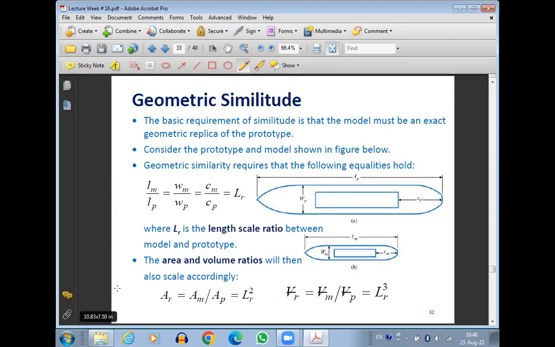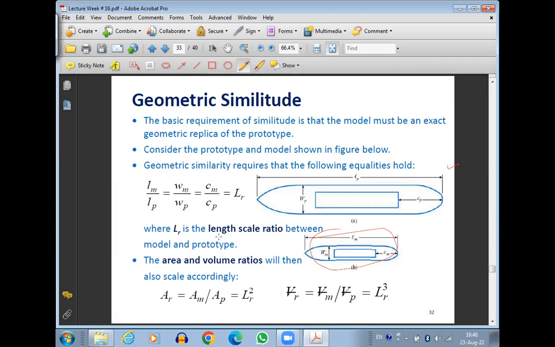The ratio between the model and the prototype should be the same for all the geometric parameters, for all the lengths, for all the dimensions. Okay, so if this is your prototype and you're making a small scale model of it, then the ratio between each dimension of the prototype to each dimension of the small scale model should be the same, should be constant.